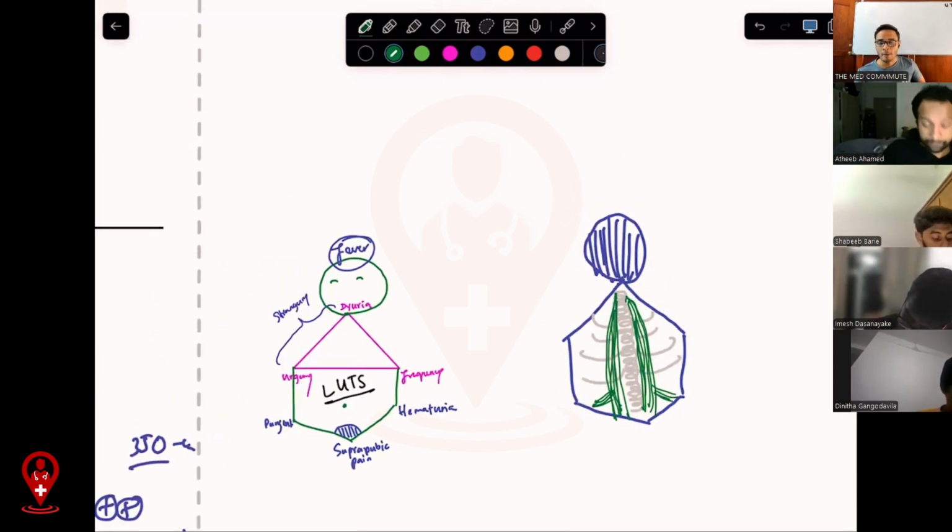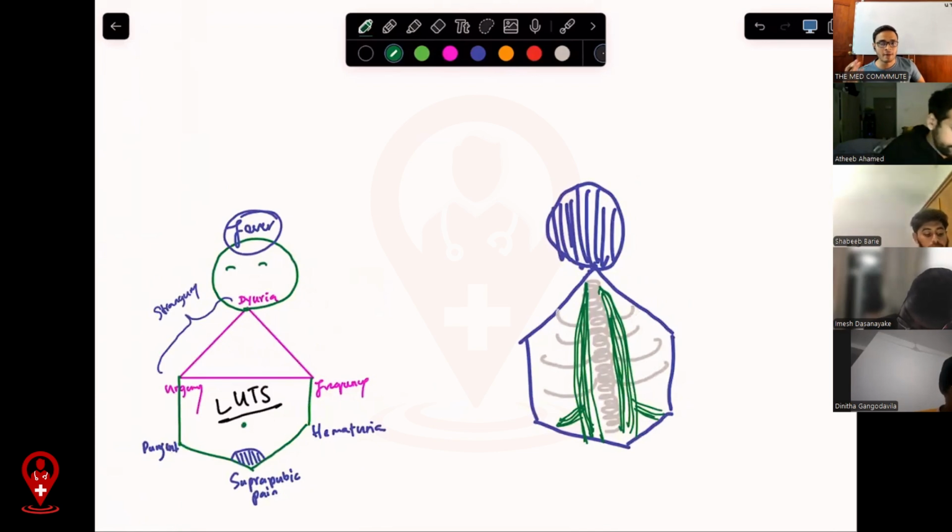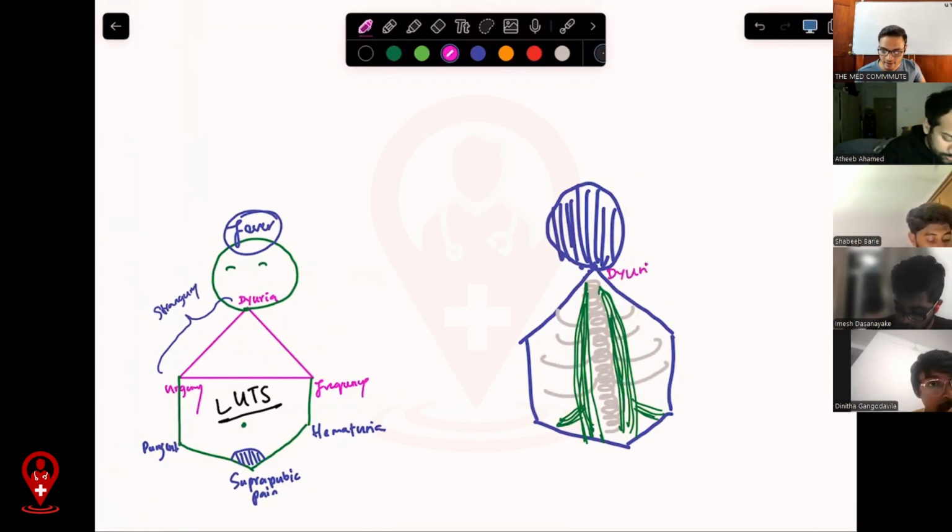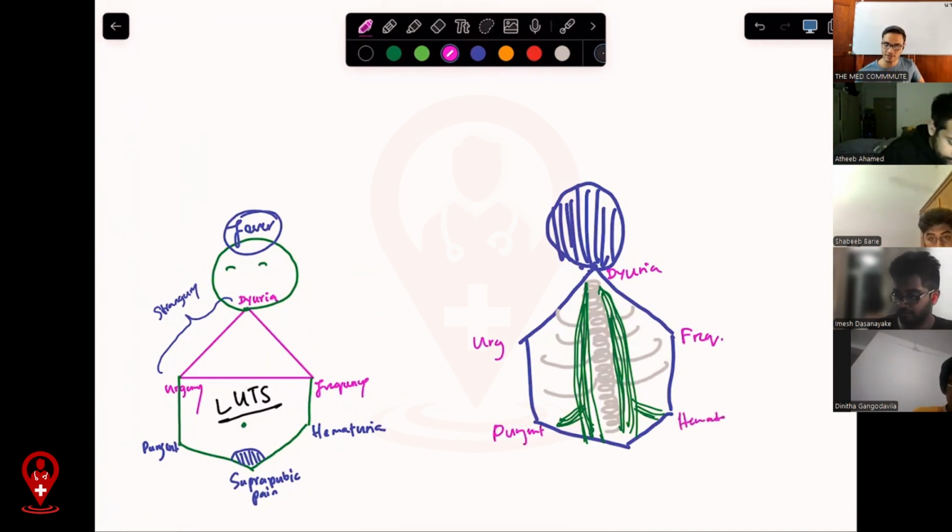Now we are talking about upper urinary tract infections coming to our kidneys, pyelonephritis. Pyelonephritis can have the same symptoms that we talked about: dysuria, frequency, urgency. Then what did we say? Pungent urine, they can have hematuria, and they can also have suprapubic pain. Upper urinary tract infections can have all of these manifestations. But there are some other extra ones.